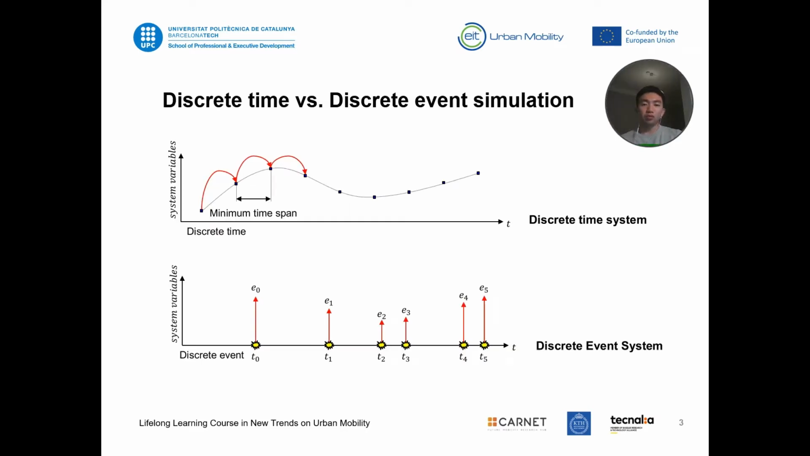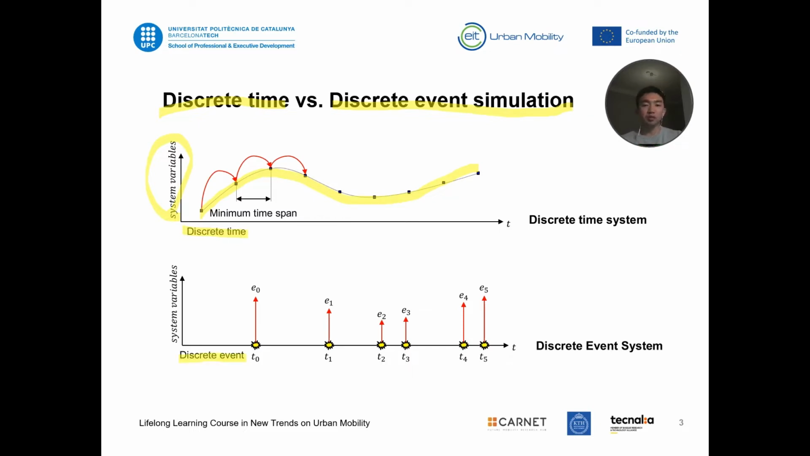Before we go into detail about SUMO itself, I can explain the difference between discrete time and discrete event simulation. First of all, SUMO is based on a discrete time system. In the real world, the system is based on continuous time, so the system variables change continuously. But in a simulation system, we cannot have this continuous system. So we need to have discrete time, or we need to describe the system based on discrete events.